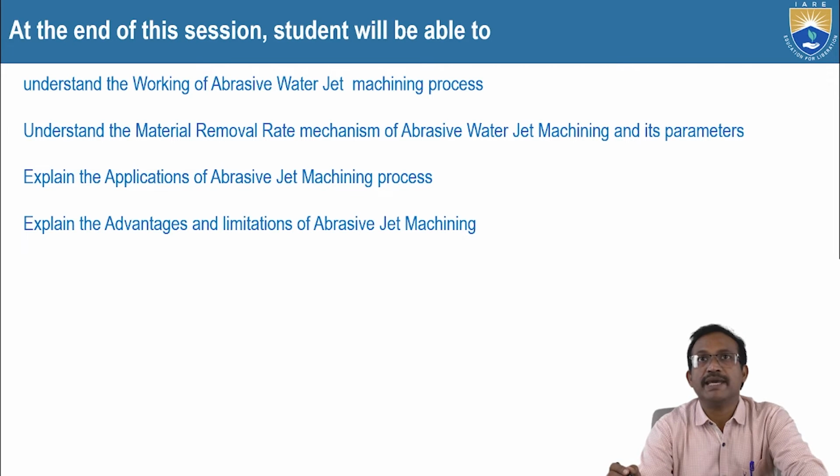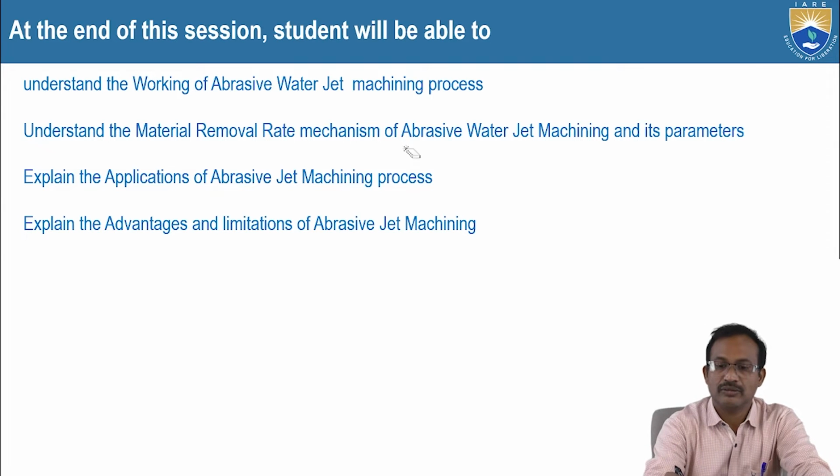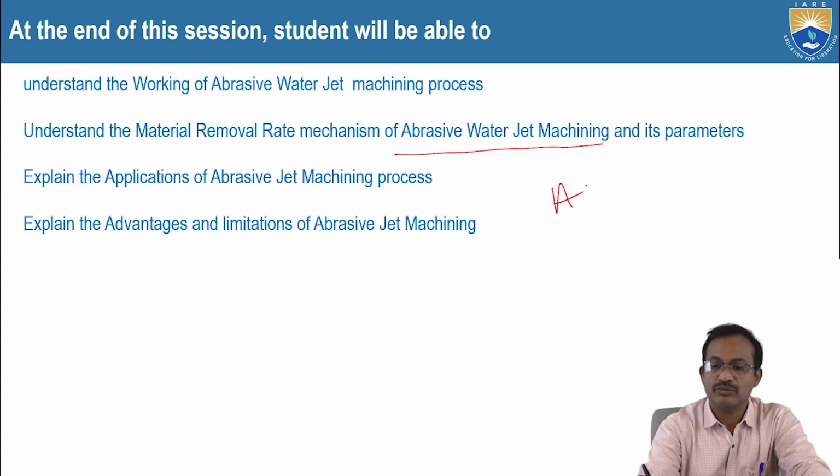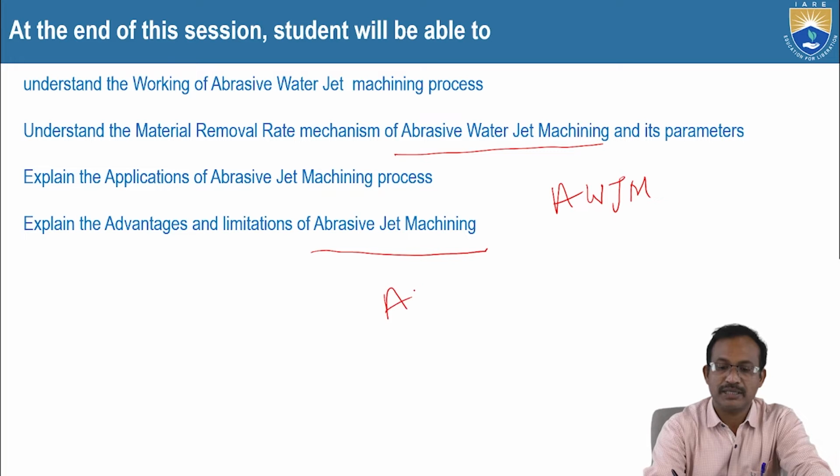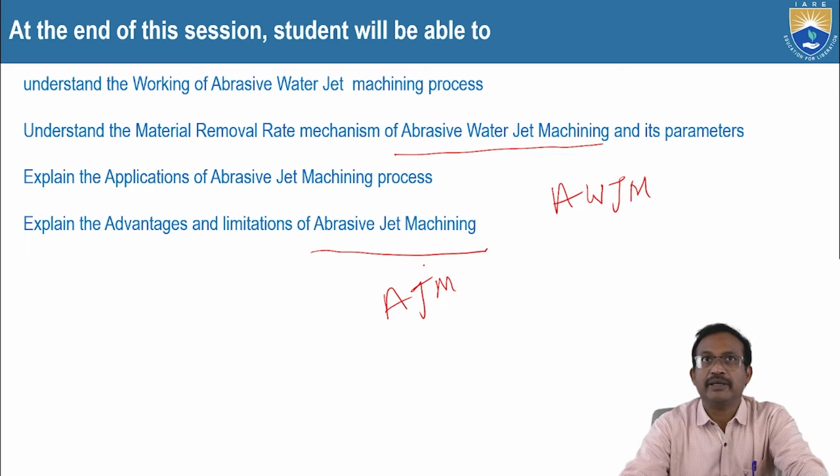So in simple terms, AJM refers to abrasive jet machining and AWJM is abrasive water jet machining. This is abrasive water jet machining. This is simply abrasive jet machining. So in the subsequent slides, AJM refers to abrasive jet machining and AWJM refers to abrasive water jet machining.